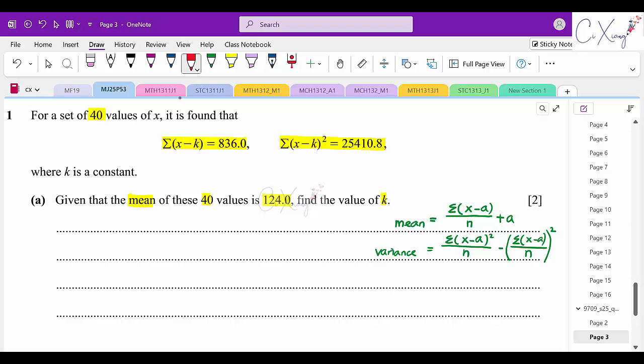Let's come back to this question. They give us the value of the mean, which is 124, and ask us to find the value of k. Therefore, I want to use the mean formula here. The mean is equal to the summation of x minus k, divided by n, plus k. The value of the mean is 124. The summation of x minus k is given as 836. What's the value of n? We have 40 values of x, therefore n equals 40. From here, very easily, you can get the value of k. By right, you should get k equal to 103.1.